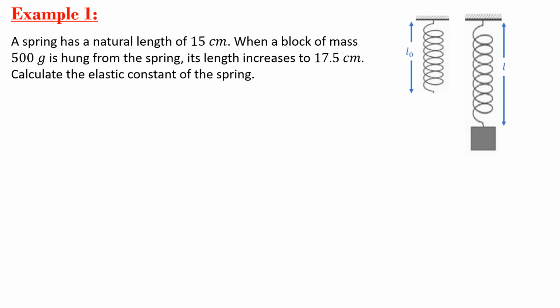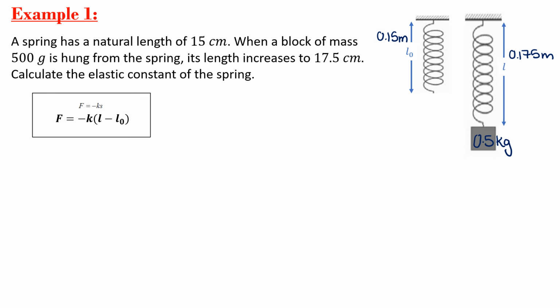So a few things that you need to be careful with. The first is make sure you're working in SI units. So this is 0.15 meters. Here is 0.175 meters. This is 500 grams, but that is going to be 0.5 kg. Kg is our SI unit for mass. So we need to work out now our elastic constant.